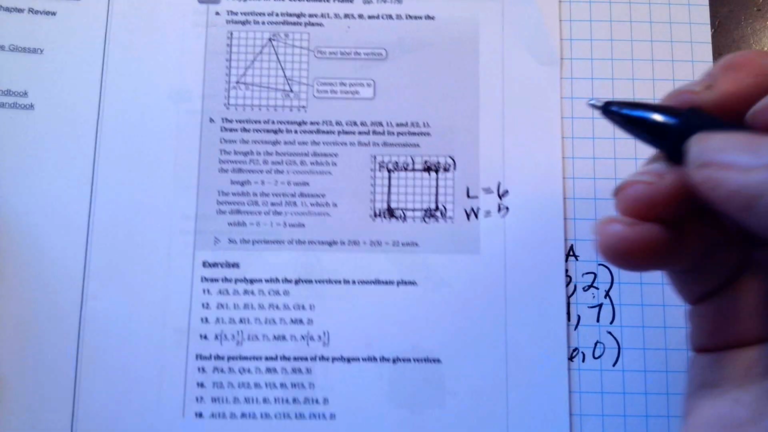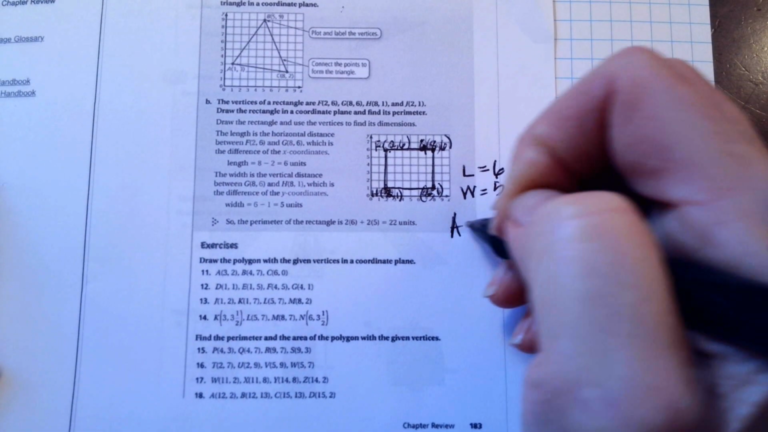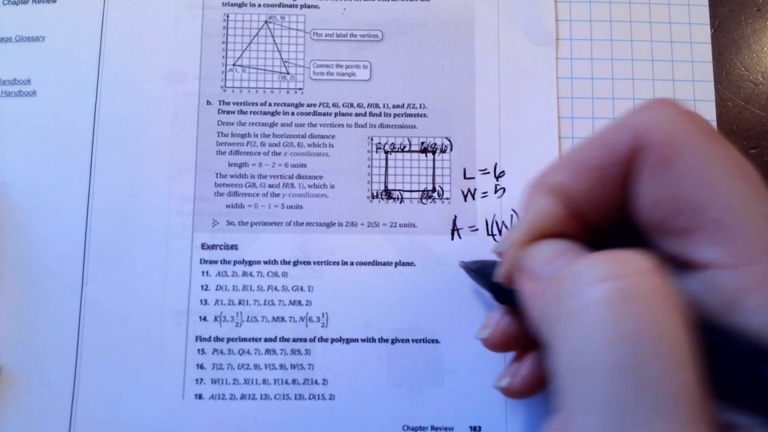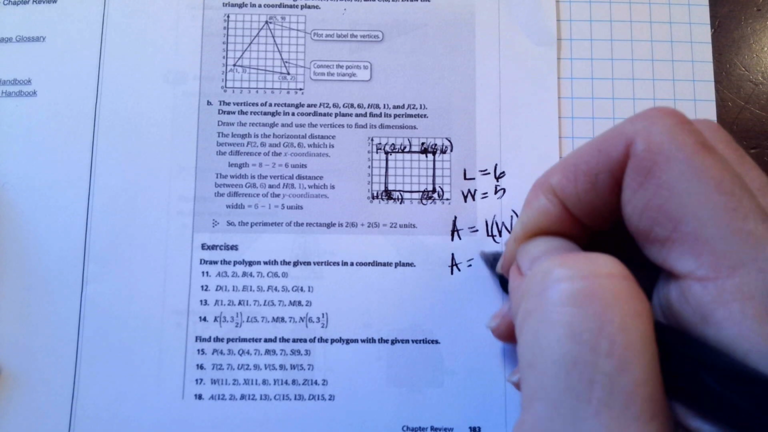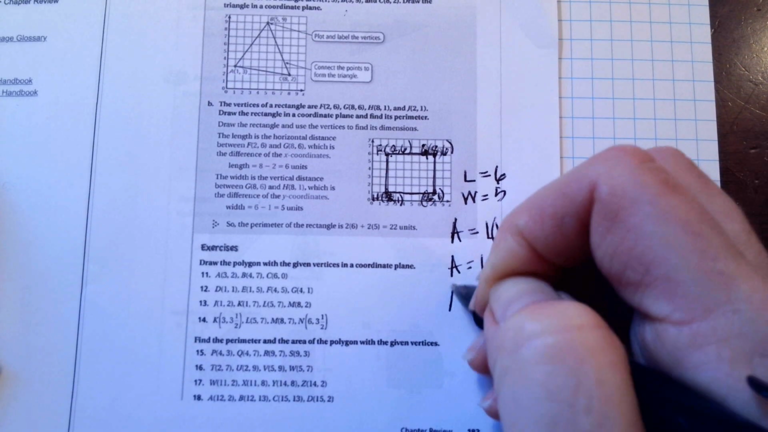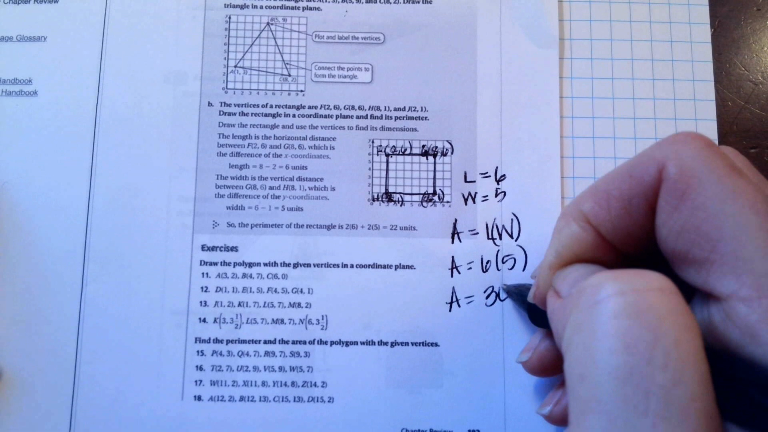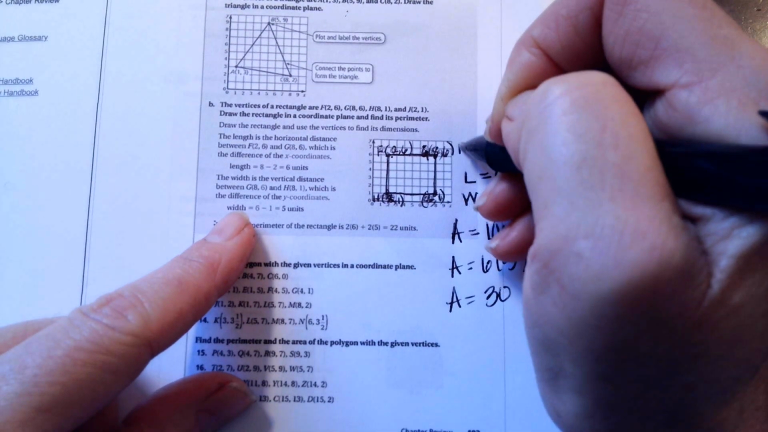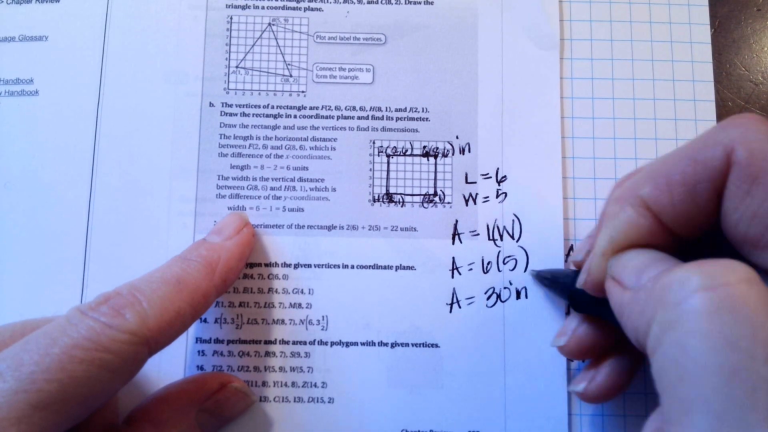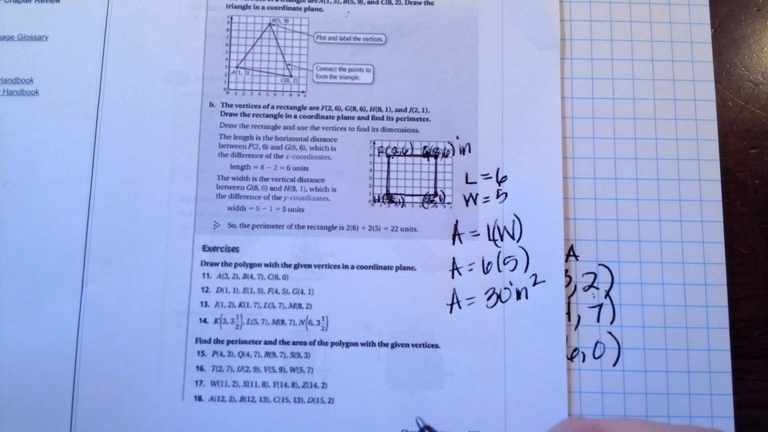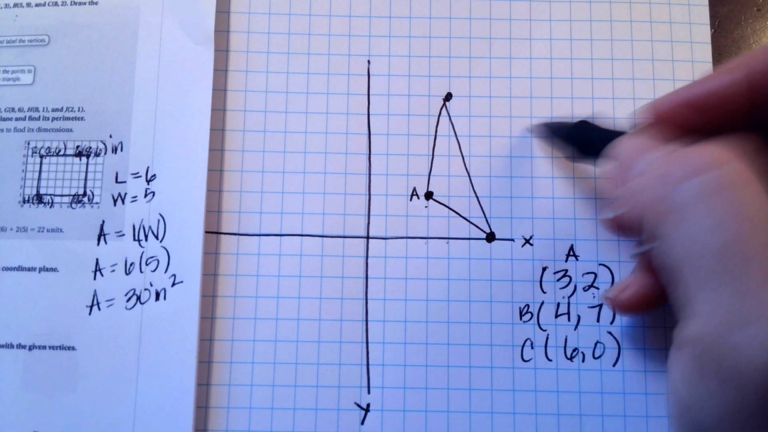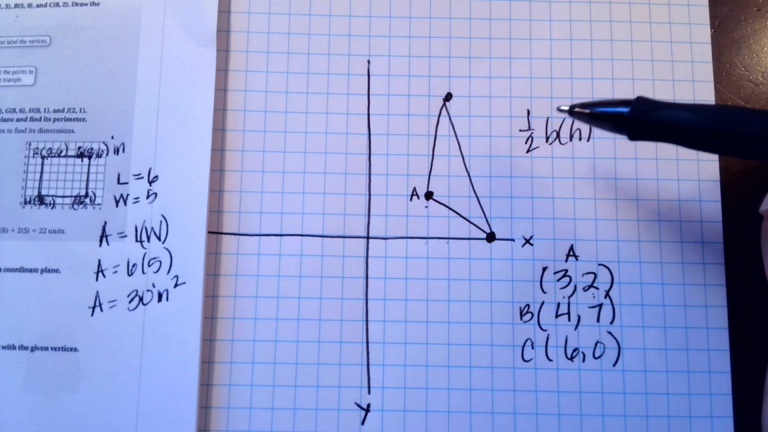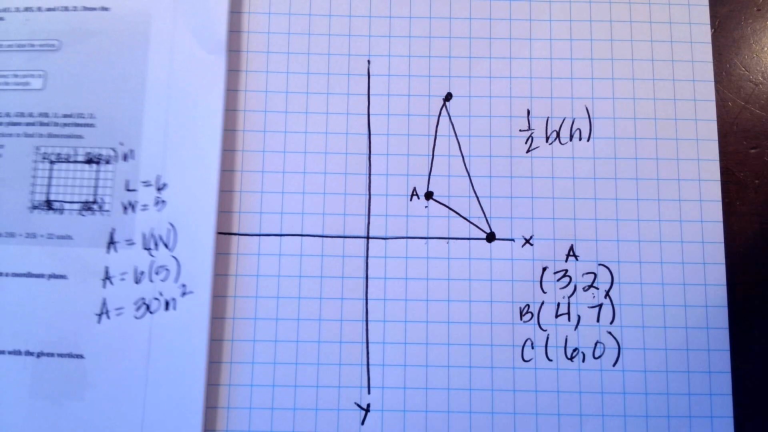And then I know to find my area of a rectangle, I do length times width. And then I do area equals 6 times 5. Area equals 30. And whatever the units are in, say it was in inches, then it would be inches squared. If we were looking for this, we would do 1/2 base times height, and we would figure out what the length is and what the base is and what the height is, and then figure that out.